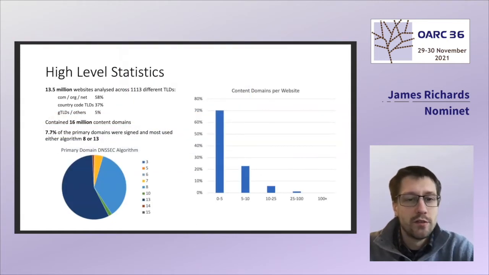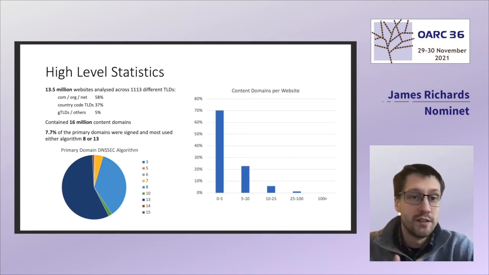So here are some high-level statistics. In total, I analyzed 13.5 million domains across over 1,000 TLDs. A majority of the data was in COM, ORG, NET, and ccTLDs. There was a small amount in gTLDs. Within each of these websites, in total, I found 16 million content domains. So 16 million domains used to deliver images or scripts, similar things to that.